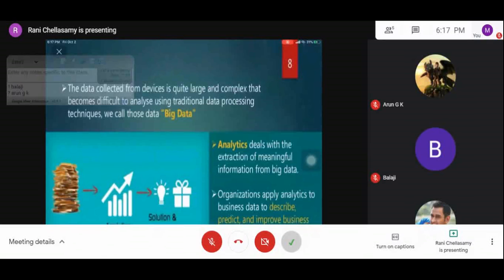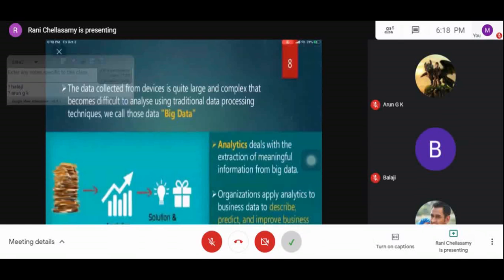Analytics deals with the extraction of meaningful information from big data. Many organizations apply analytics to their own business data to describe, to predict, and to improve business performance. So for all these kinds of purposes, business people will make use of analytics.